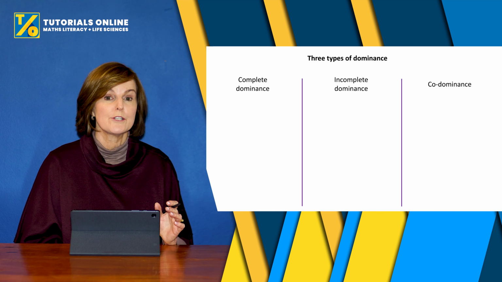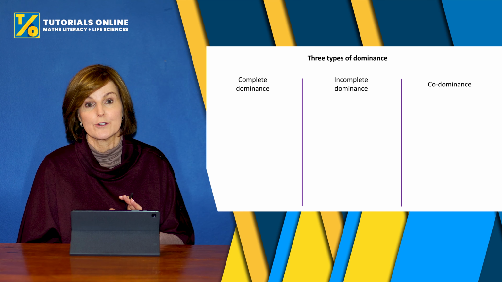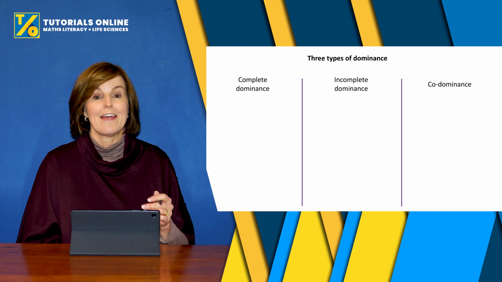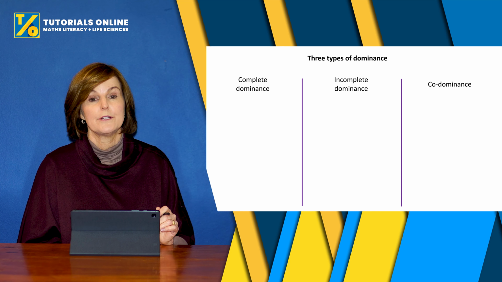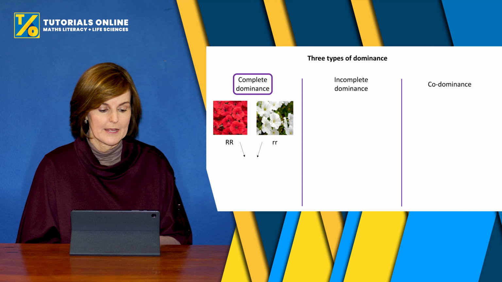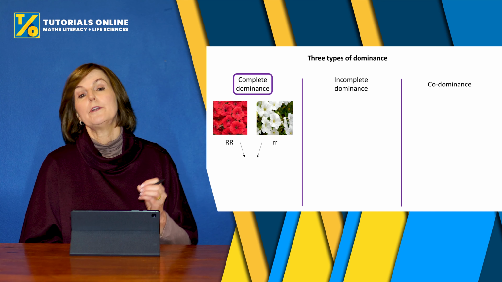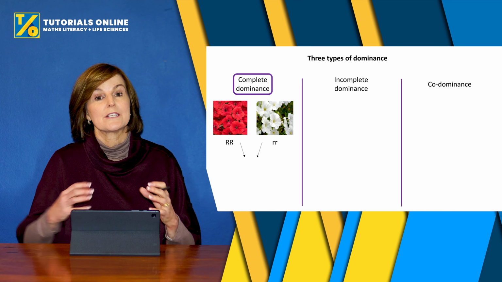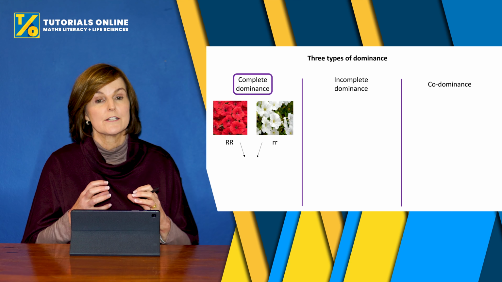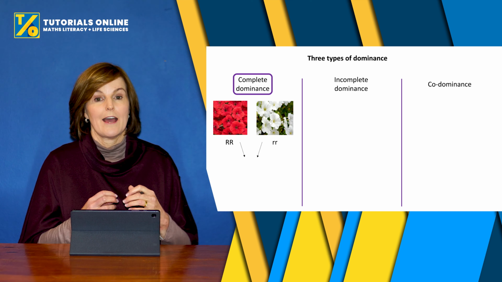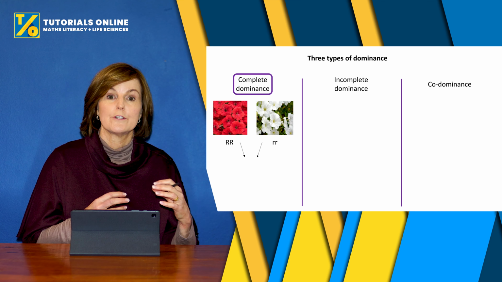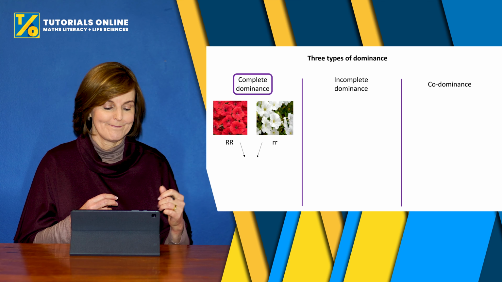Right, there are three types of dominance. The complete dominance, which is the one you learned about right in the beginning when you started learning about dominance. And then there's incomplete dominance and codominance. In each example, I'm going to use flower color to explain the dominance because that's the easiest way to understand it. But then we'll switch over to blood groups later on in the video.